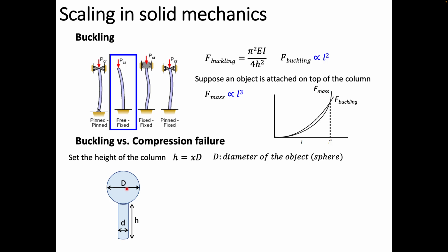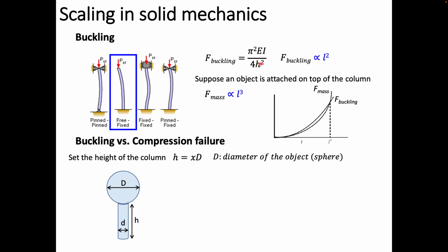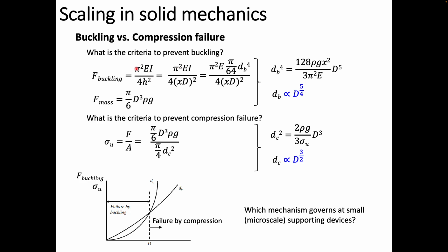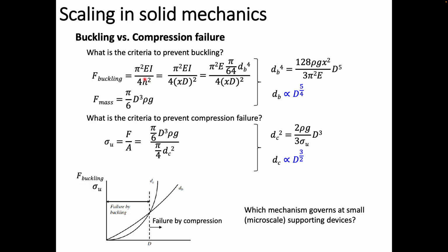So with this setting, we are going to investigate how scaling influences buckling failure and compression failure. Let us look into that. Buckling failure, as we saw, is essentially this expression, and I'm writing it down here. As I set by example, this height h is essentially x, a fraction, times the diameter D. Now I'm replacing h with x times D.